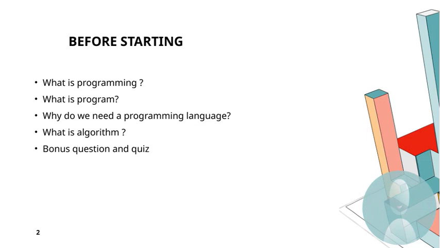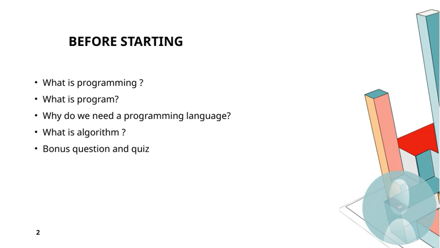Let's start by exploring what programming really is. Programming is essentially the process of writing instructions that a computer can understand and follow. It's how we communicate our ideas to machines so they can perform specific tasks. Now, what exactly is a program? A program is a set of these instructions combined into a sequence that tells the computer what to do step by step. You might wonder, why do we need a programming language? Well, computers don't speak human languages, so we use programming languages as a bridge. These languages make it easier for us to write clear, precise instructions that the computer can interpret accurately.